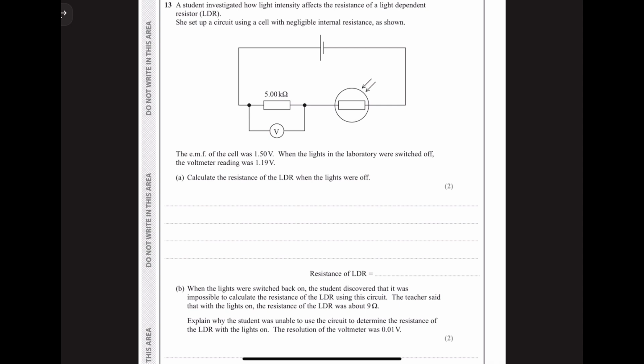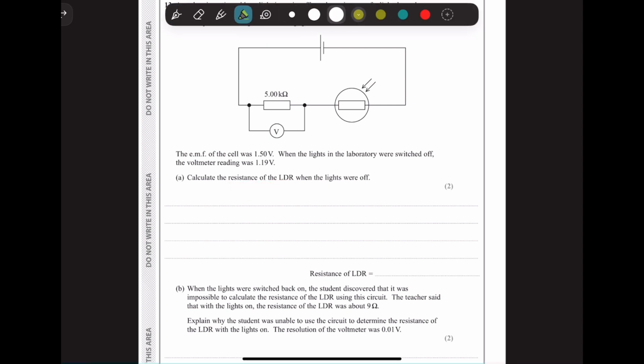Now in this question, they're telling us to find the resistance of the LDR. The question has given us the EMF of the cell, that is 1.50 volt, and the voltmeter reading across the fixed resistor, which is 1.19 volt. So let's write it down here, 1.19 volt and 1.50 volt. Now we have to find the resistance of the LDR. As this is a series circuit, we have to understand that in a series circuit, the current will stay the same and the voltage will divide.